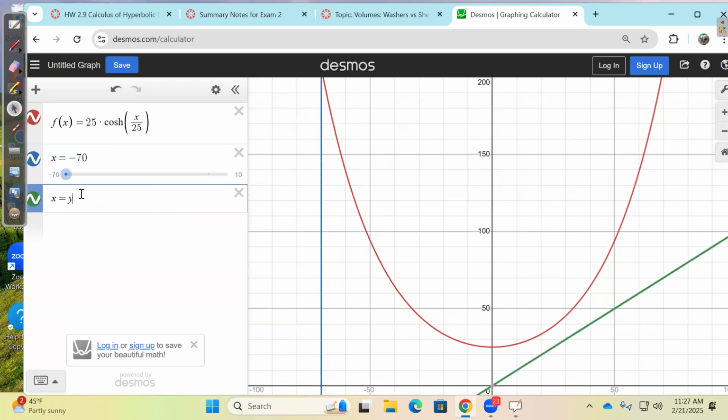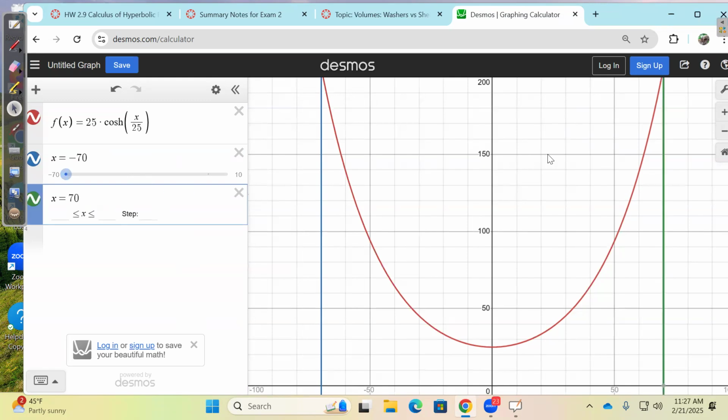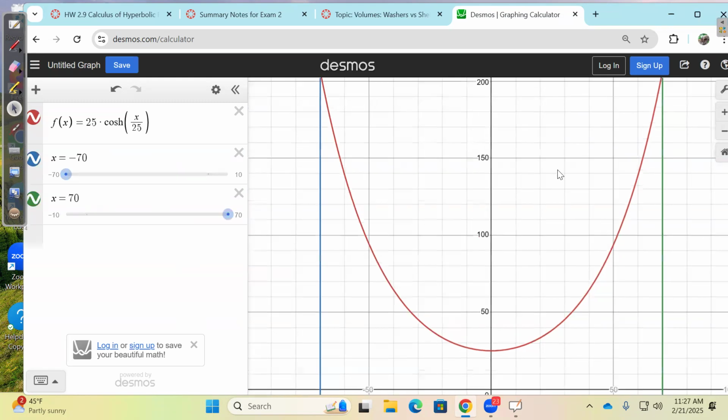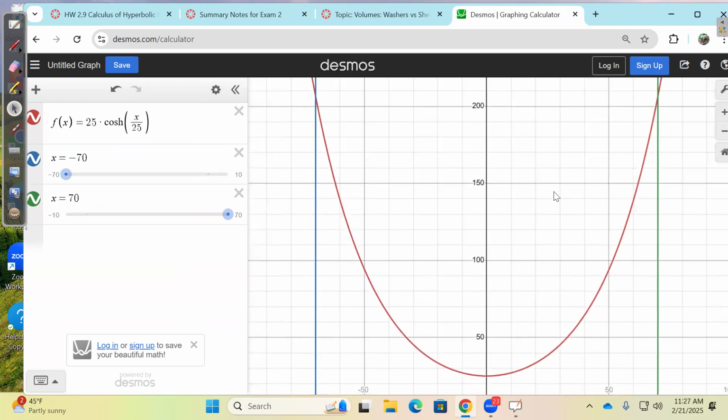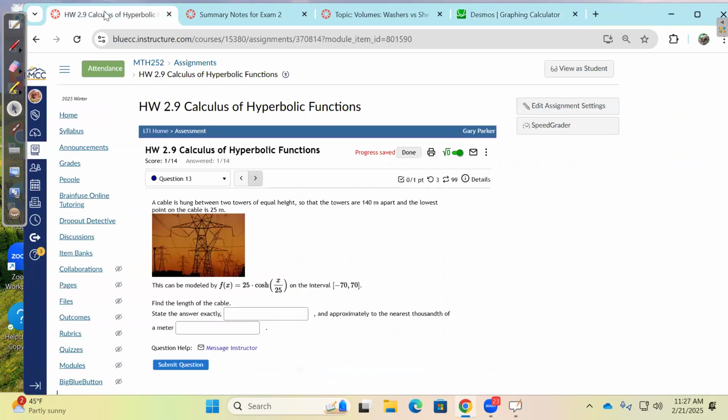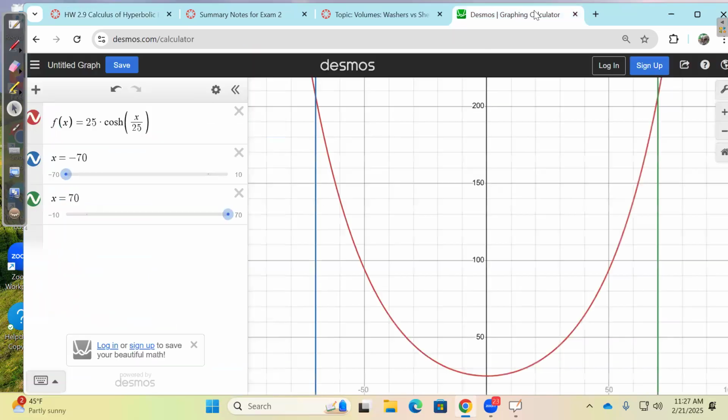Just want to get a peek at what I'm doing. That doesn't seem to match the problem. -70, 70. Oh, the towers are 140 meters apart. Sorry, I thought I read it was 140 meters tall when I drew my sketch. So I misread the 140. But that's still the same as the interval. That's just the interval we're doing. Yeah, I misread that. All right.